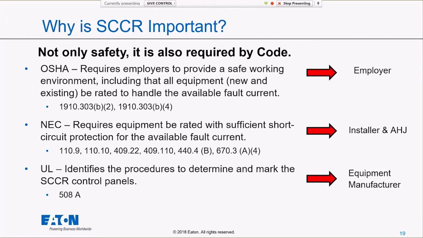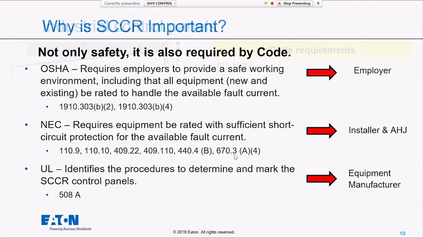And then finally, the last one is going to be UL, right? So if I'm the manufacturer of the equipment, I care about UL because that will determine the procedures for how we figure out what the SCCR of the control panel is. So that's UL 508A for identifying control panel short circuit current rating.